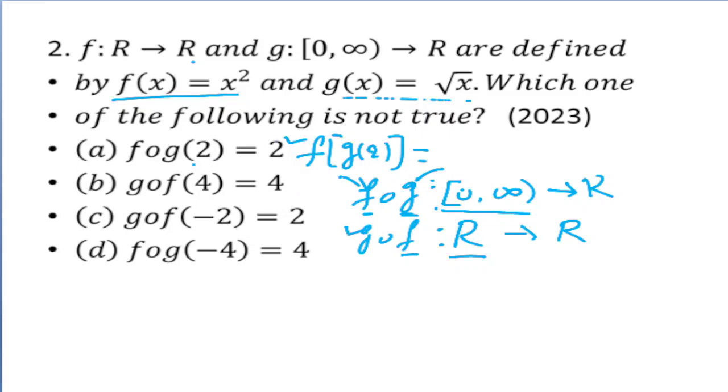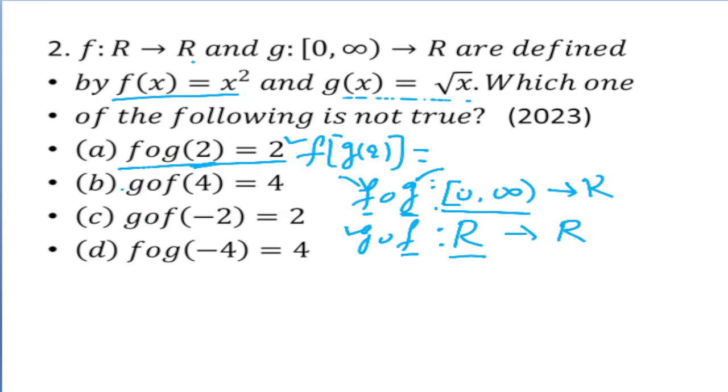Now we will go with the x value here. What is the x value here? 2. 2 is a real number, a positive real number actually. So for f of g, the domain is 0 to infinity. This statement may be possible.